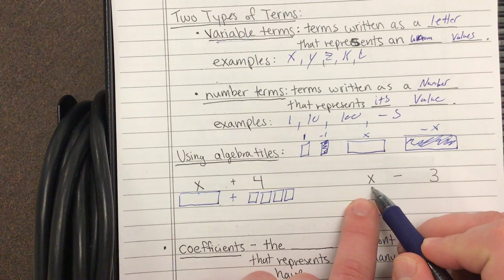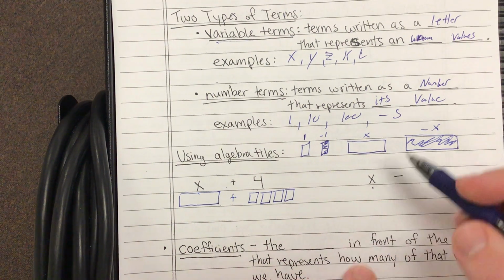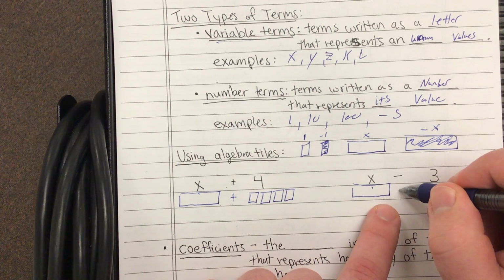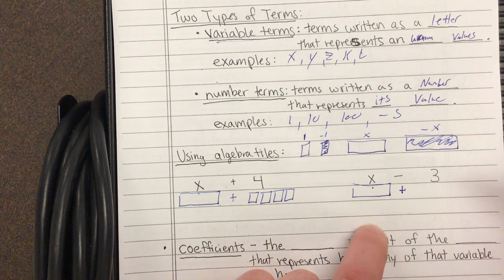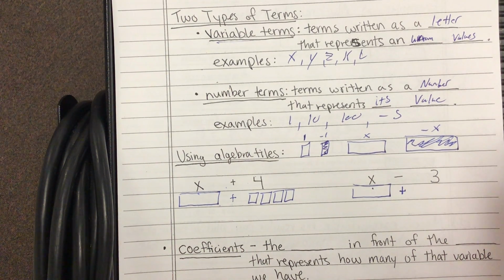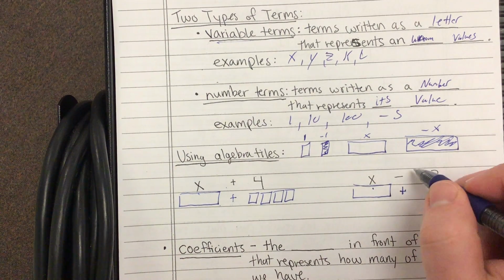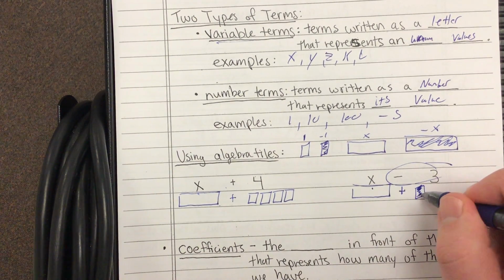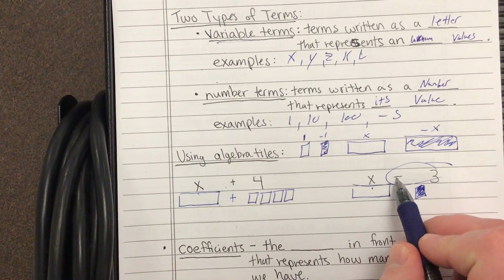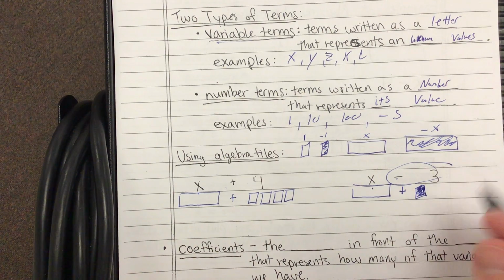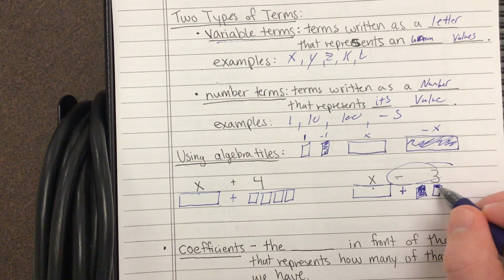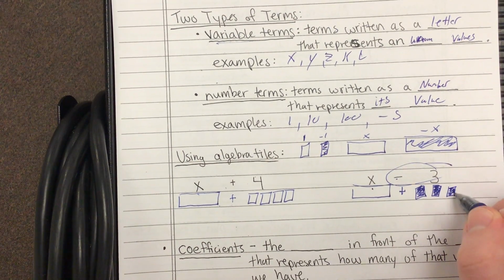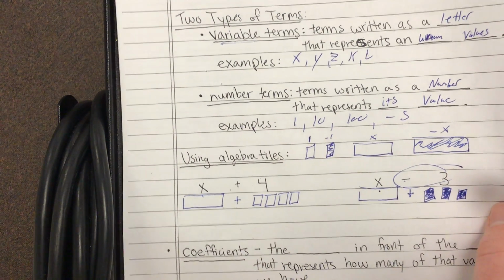Now this next one, Landon, how many rectangles am I going to have? 1. Same, just 1X there. And now, how many squares am I going to have? Not positive, we're subtracting, right? So we're going to have 3 shaded in squares, because we're minus 3. X minus 3. We put the minus against the 3, so it's negative. So that's what we should have for those two.